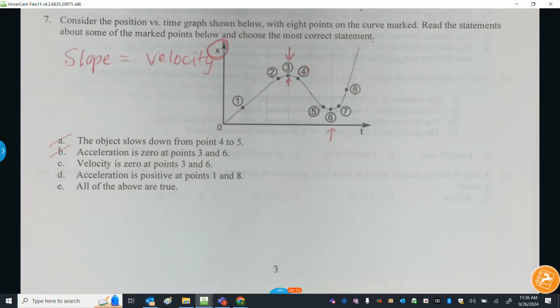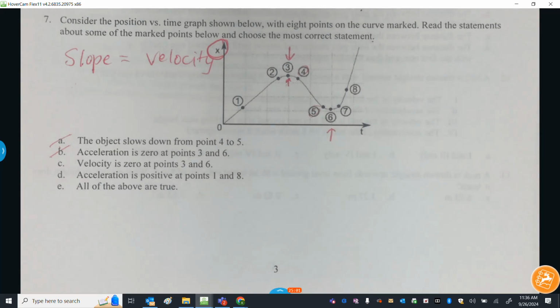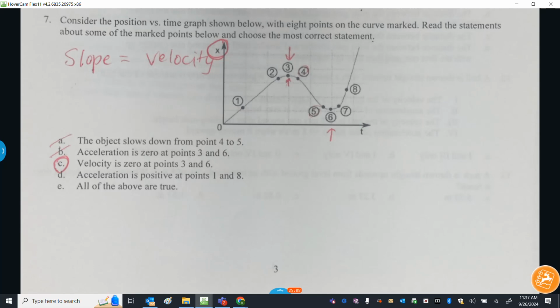If you're at the very top of the curve on a graph, or the very bottom of a curve like this one, that's where the direction is changing from one way to the other, and at that point, your velocity will be 0. The answer to number 7 should be C.